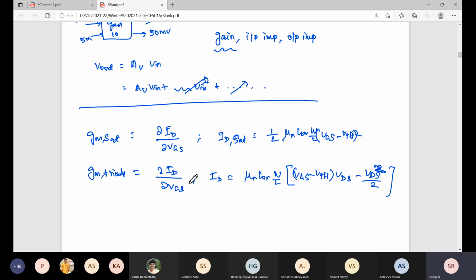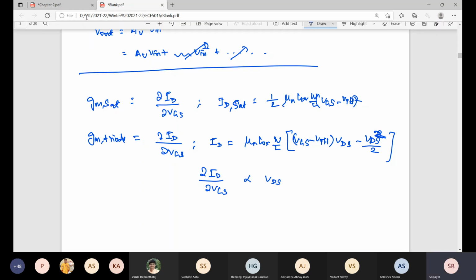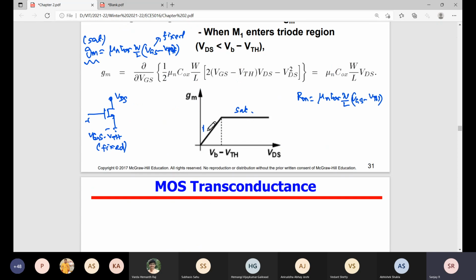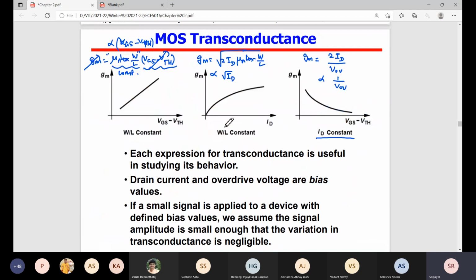So now we can see when I do ∂ID by ∂VGS, I can say it is definitely proportional to VDS. Am I right? So when VDS decreases in the triode region, gm decreases. In the saturation region, gm is always constant. In the triode region, gm is decreasing. Right? So that's the behavior. I hope you understand the transconductance.